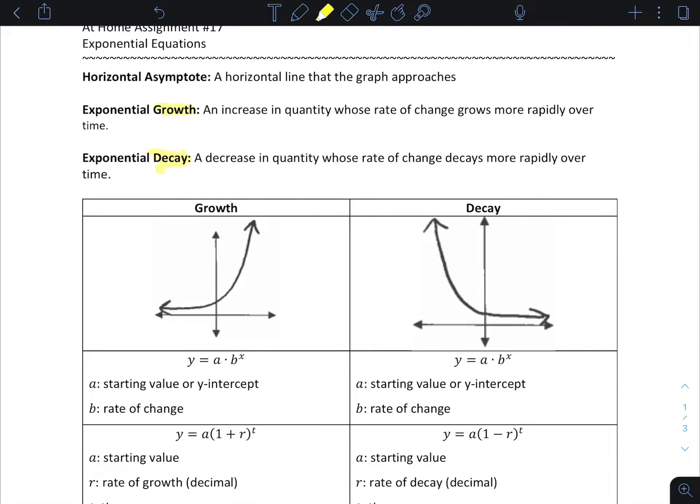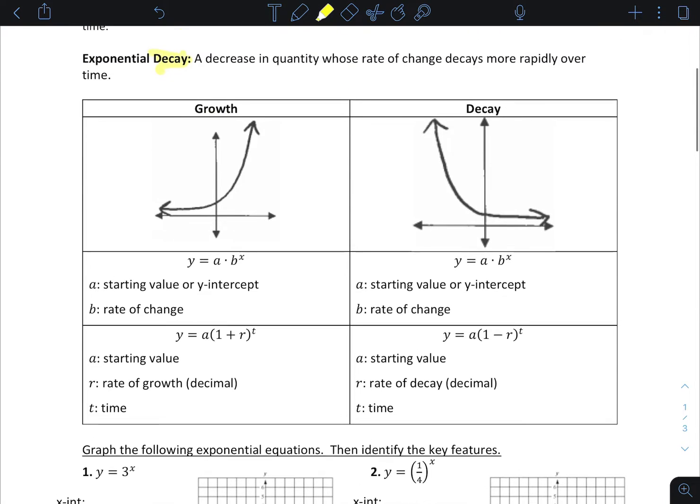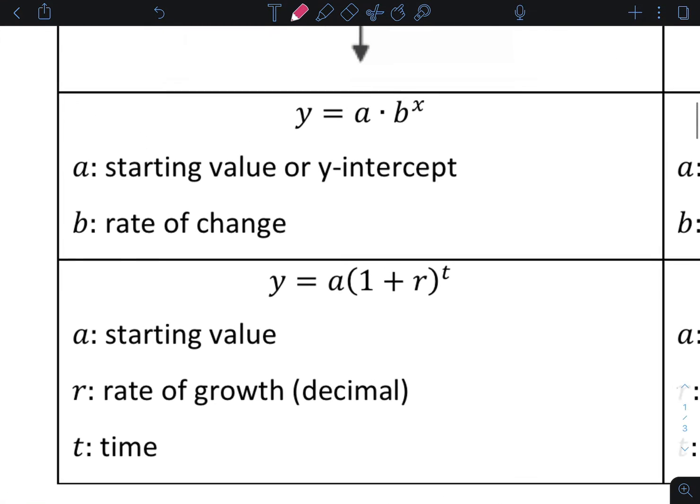So later on in the assignment, you'll see some word problems. One of the first things you need to do is decide if it's a growth or a decay. So here are just really our basic equations for our growth and decays. Notice here the right-hand side is going up for growth, and the right-hand side is kind of going down for decay.